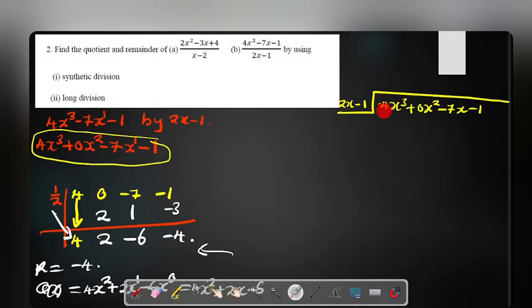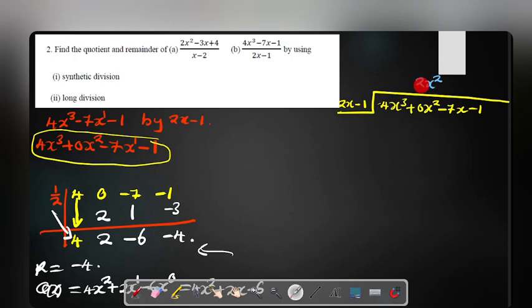Then now you divide 4x to the power 3 by 2x. 2 into 2 cancels, so you have 2 here, and x cancels, so you have x squared. So on top, we have 2x squared. Then you start multiplying.